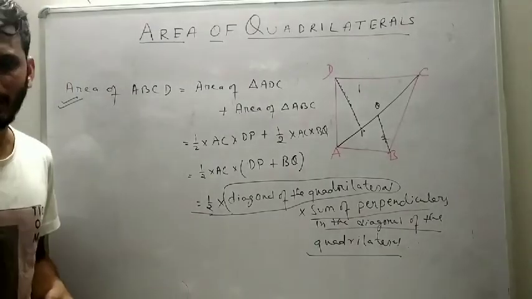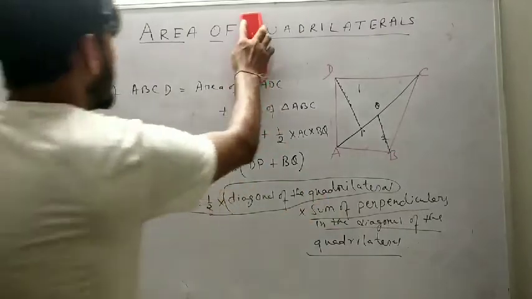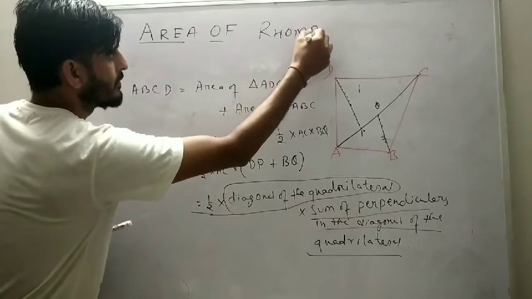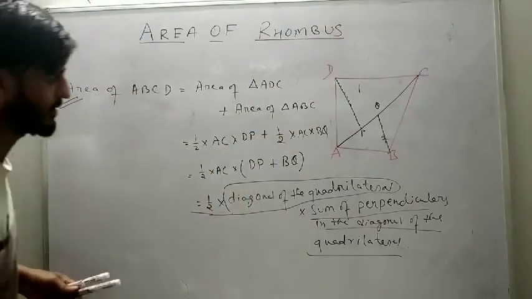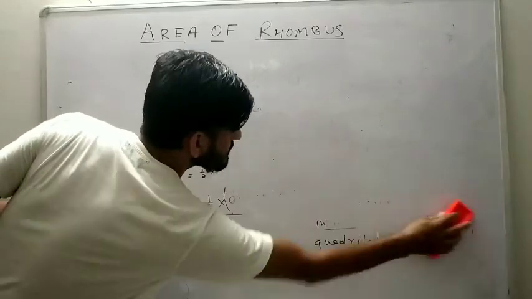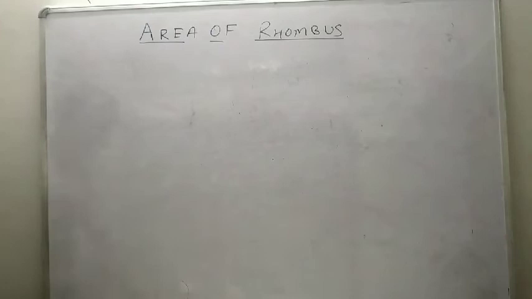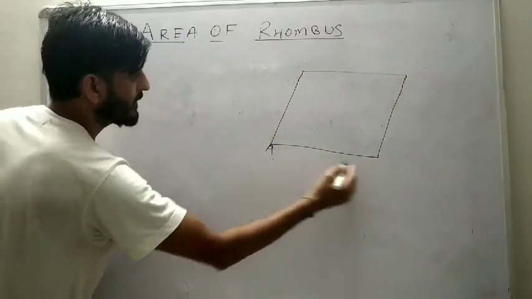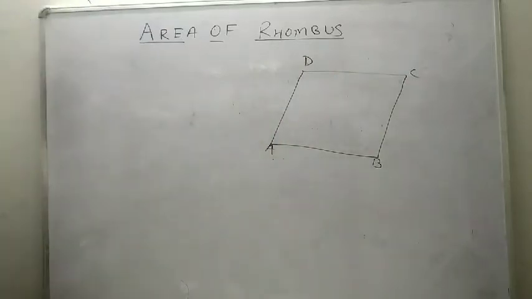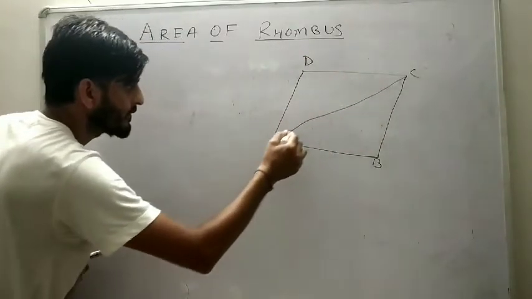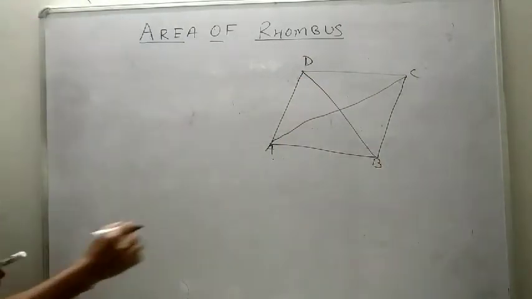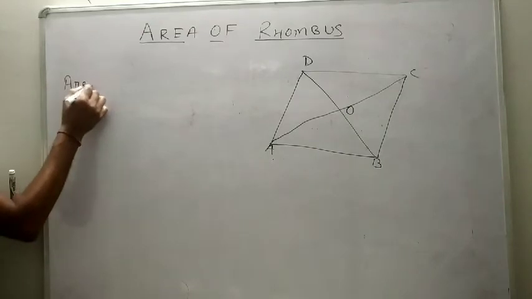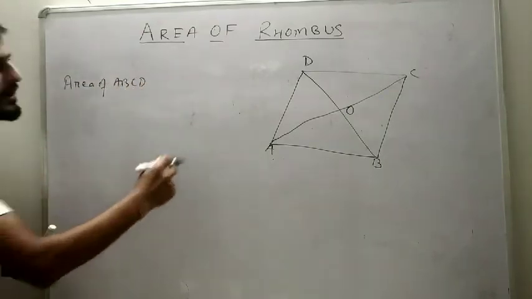After this, students, we are going to find the area of a rhombus. So let us write down the area of rhombus. Let us draw one rhombus. Suppose this is rhombus ABCD. This is one diagonal of the rhombus and this is the other diagonal, and they intersect at point O. We need to find the area of this rhombus. So how will we find it? Area of ABCD, the rhombus here.